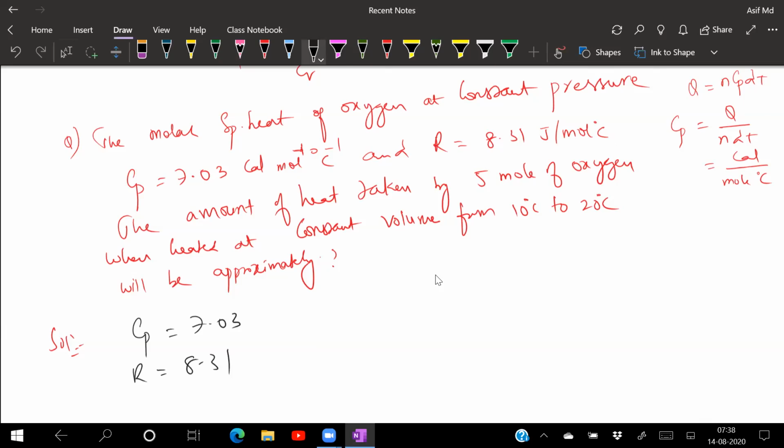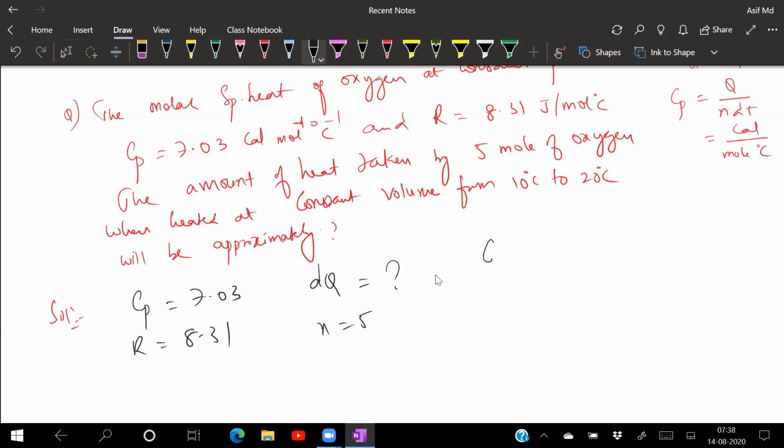The amount of heat taken by 5 moles. Amount of heat means delta Q. Delta Q is not given right now; we need to calculate that one. The amount of heat taken by 5 moles, that means n is equal to 5 of oxygen, when heated at constant volume. That means Cv. It is heated at constant volume.